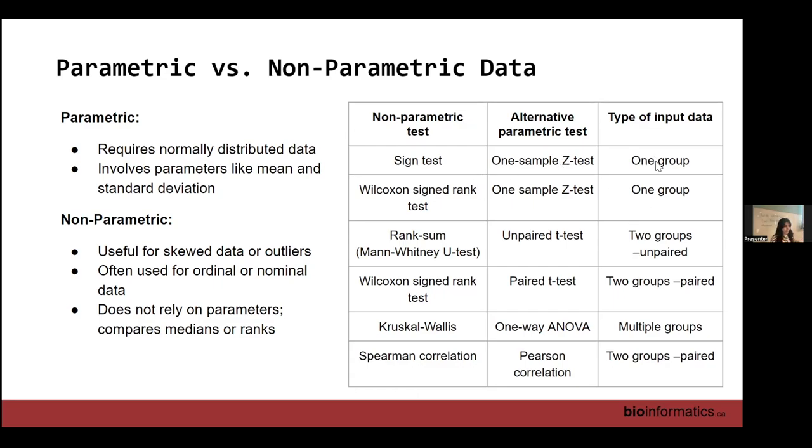That's what I mean when I have the type of input data. Sometimes you are comparing something between two groups, but the two groups are coming from different samples. That's what I mean by two groups unpaired. Sometimes you have data from one sample, but two different time points. That's when you have a pair, because it's the same sample, right? And more than two groups will be referred to as multiple groups. Any questions here?